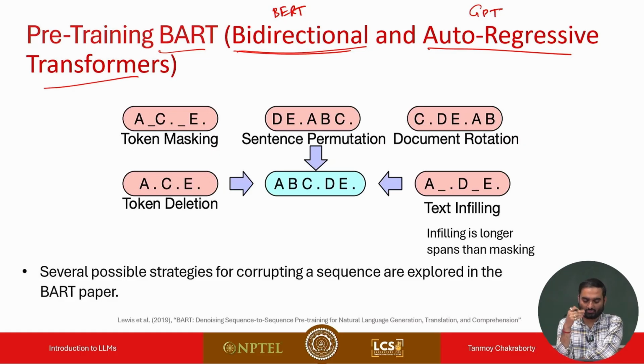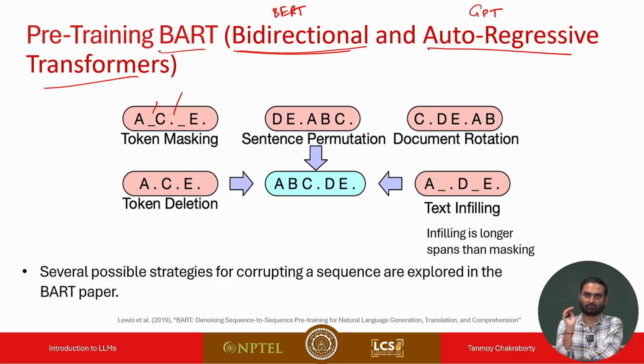So the question is, how do you corrupt it? There are multiple corruption approaches that they suggested. These are called noisy instances. For example, let's say your input is A, B, C, D, E. What you do is you mask some of the tokens, similar to BERT.